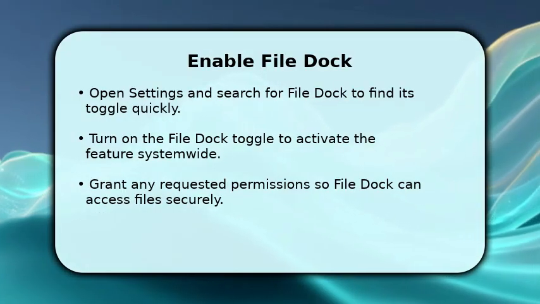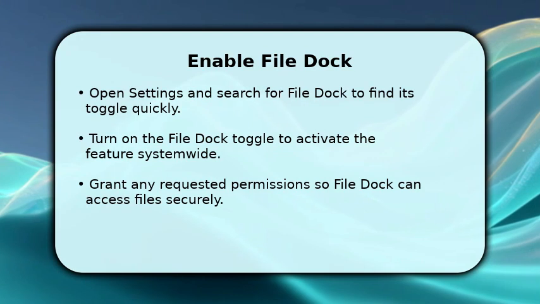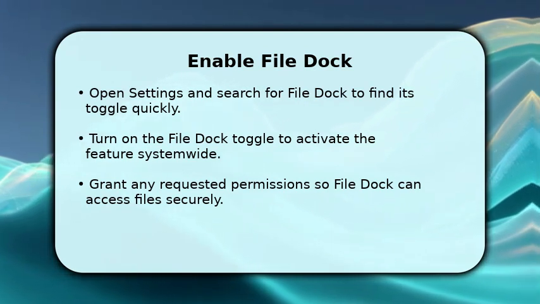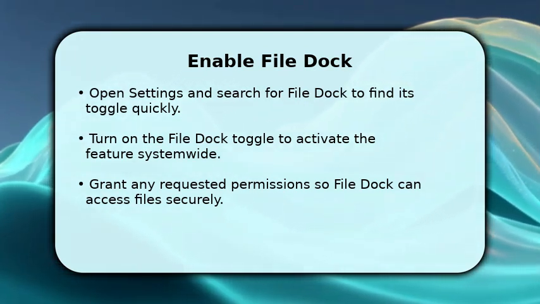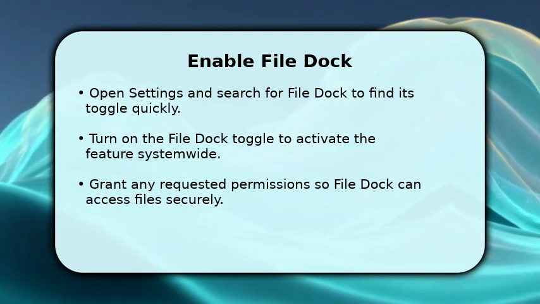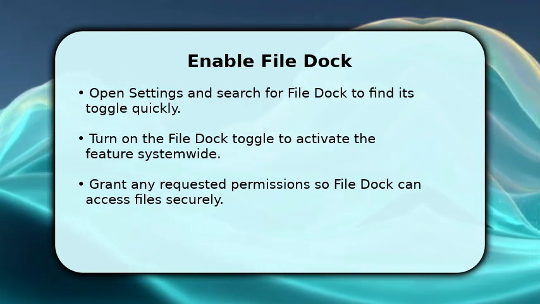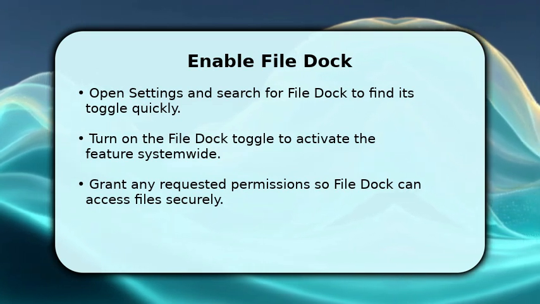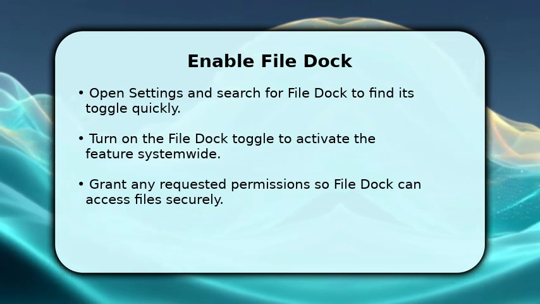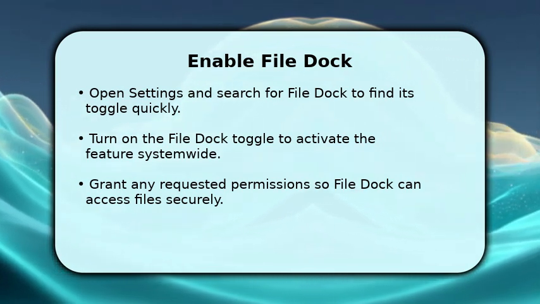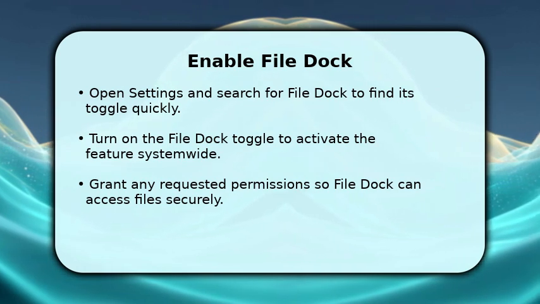First, open Settings and search File Dock to locate the feature quickly. Tap the toggle to activate File Dock across your phone and accept permissions for storage access. Once enabled, a small dock appears for easy file access in supported apps. Try pinning one file to see it appear instantly. These initial steps make the rest of the workflow smoother and help you avoid permission errors later on.